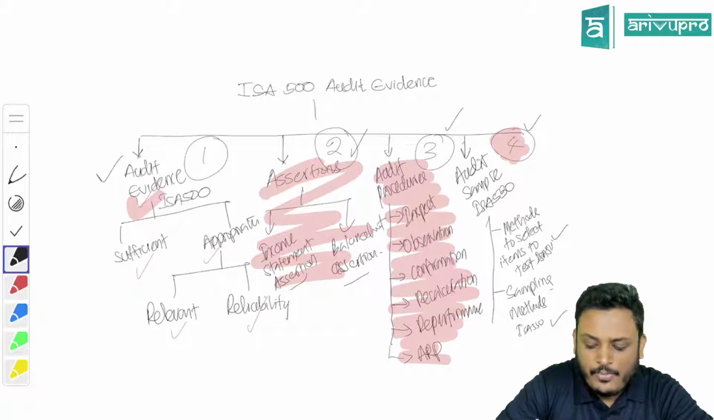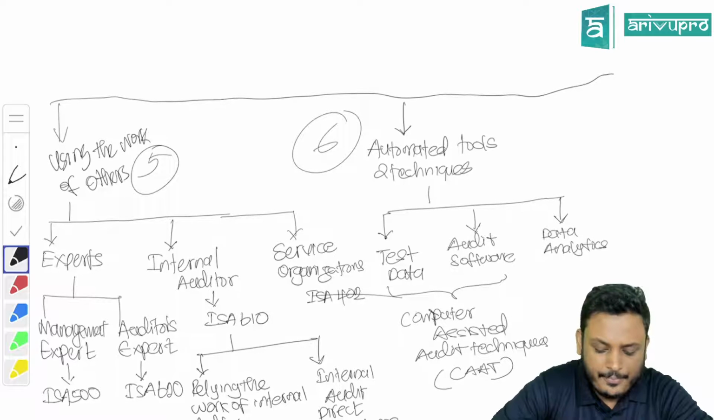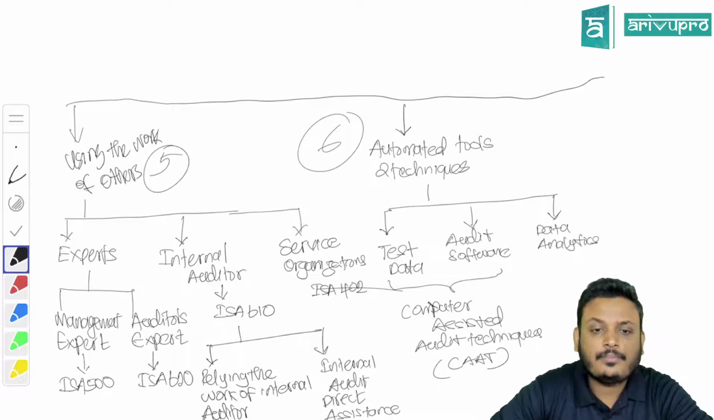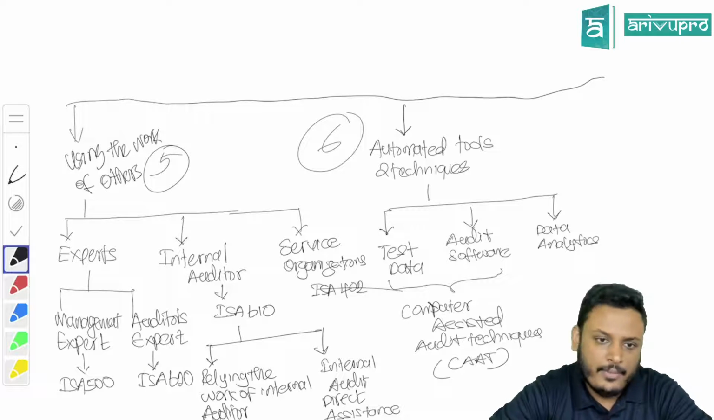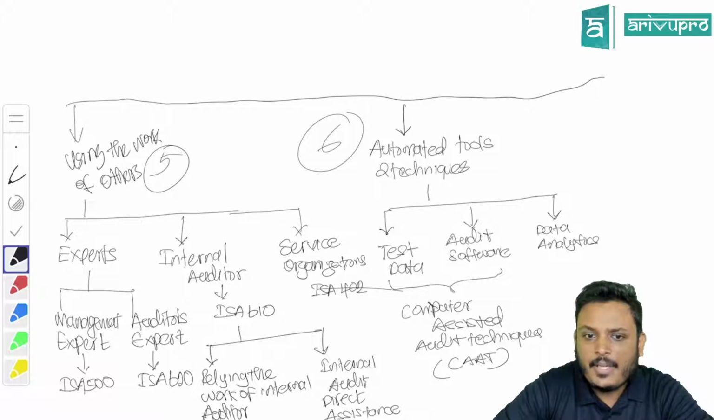So let's move to the flow chart. It needs to be extended like this, right? The space is not sufficient, so I'll move to the next one. Here, using the work of others. Number 5, using the work of others. It's a very important standard.